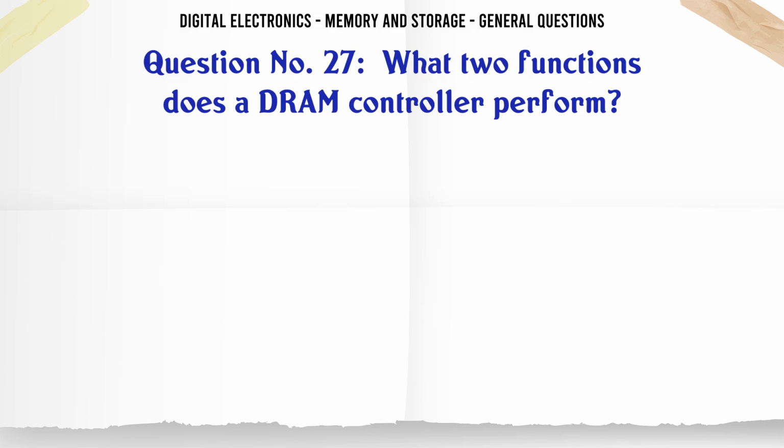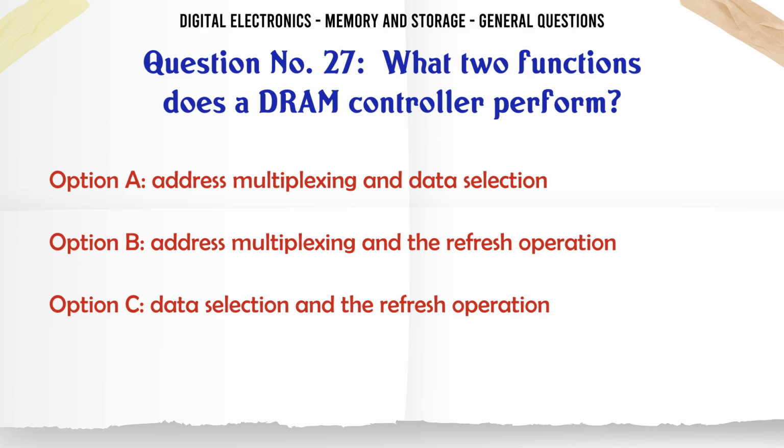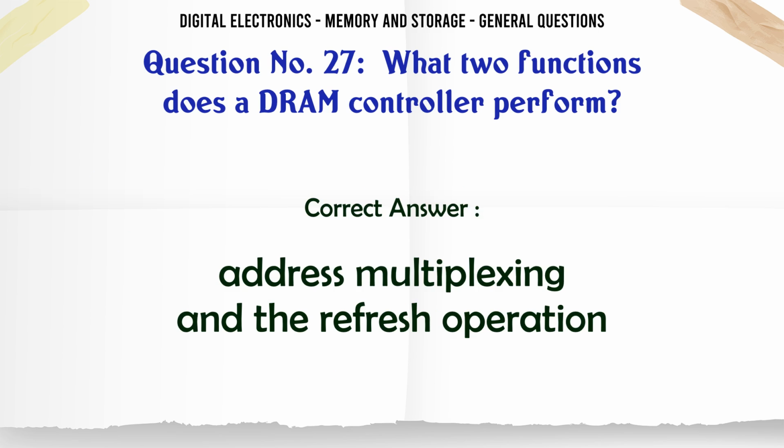What two functions does a DRAM controller perform? A. Address multiplexing and data selection. B. Address multiplexing and the refresh operation. C. Data selection and the refresh operation. D. Data selection and CPU accessing. The correct answer is address multiplexing and the refresh operation.